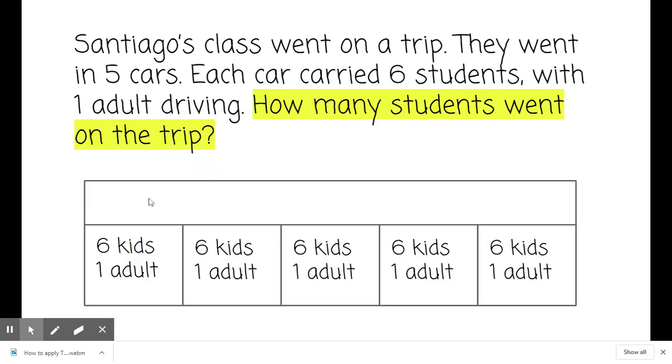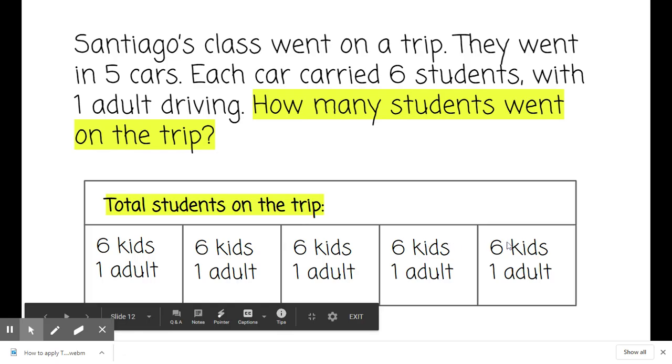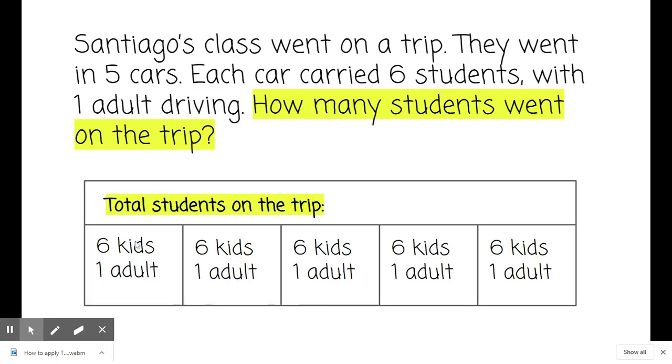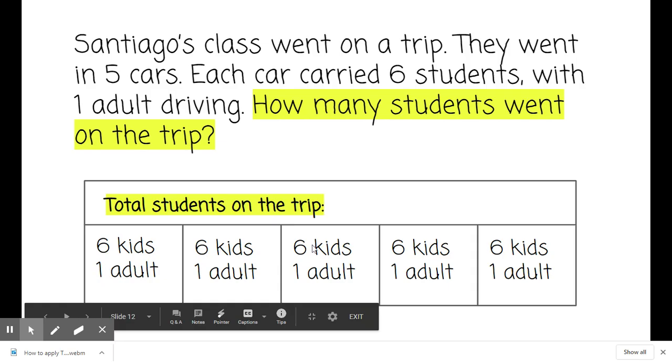That is why we need to find our total, our whole on top. Total students on the trip. We need to put 6 plus 6 plus 6 plus 6 plus 6 together. We know that we can do 5 times 6. 5 times 6 is 30. And 6 plus 6 is 12. 12 plus 6 more is 18. 18 plus 6 more is 24. And 24 plus 6 more is 30. We could do it both ways, as long as we get the correct total.